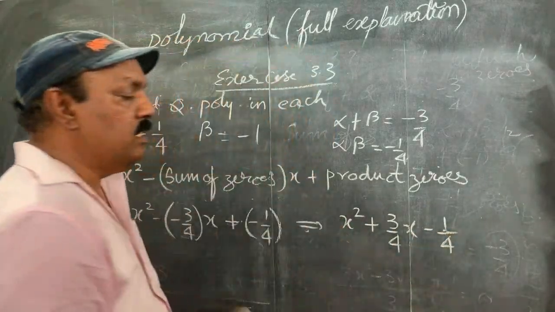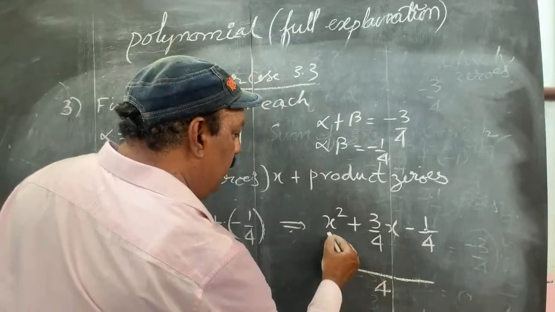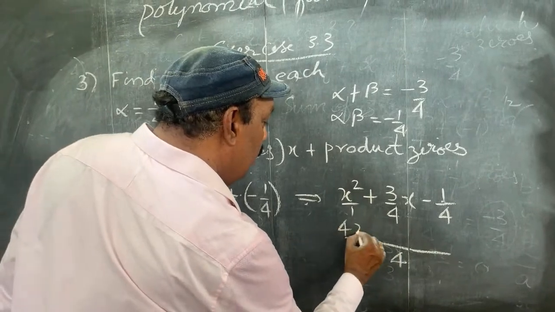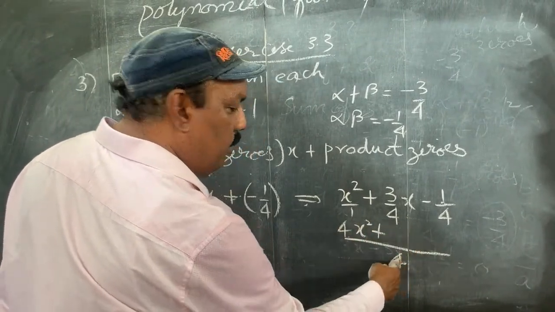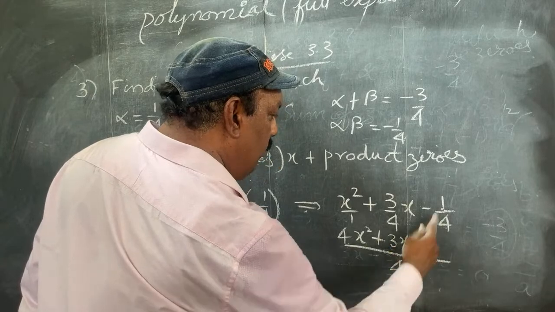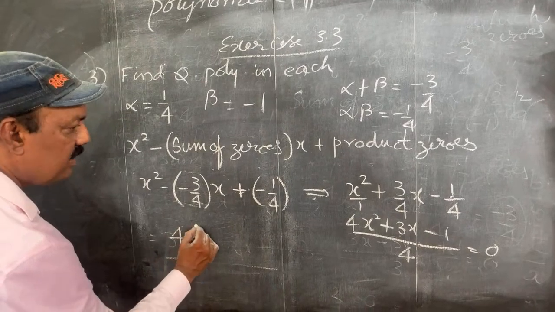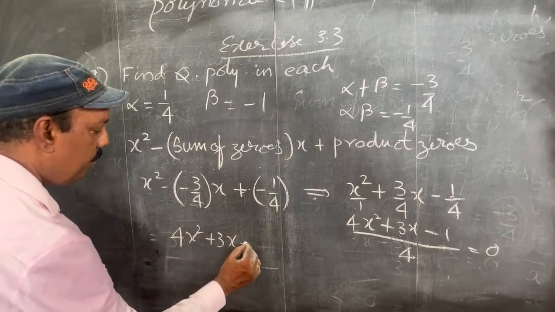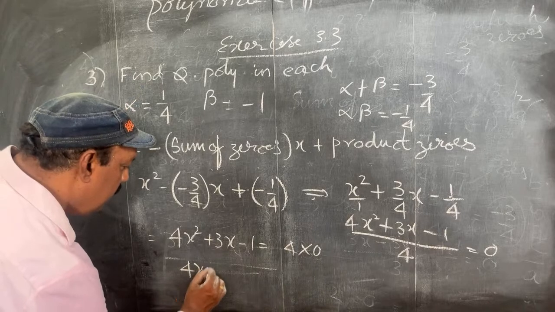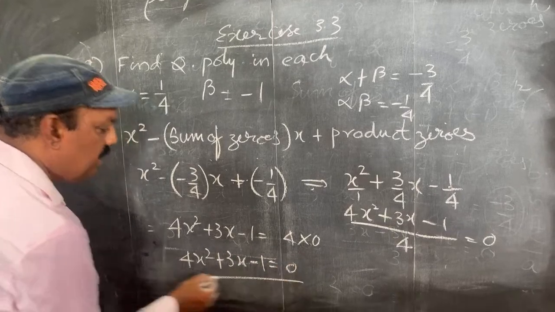Because the fraction form is not a polynomial, we have to go for LCM. Here 1 we have to take. 4 by 1 is 4, 4 into x square, 4x square. Plus 4 by 4 is 1, 1 into 3x, 3x. Here 4 by 4 is 1, 1 into 1 is minus 1. Equals 4 into 0. Now the final equation is 4x square plus 3x minus 1 is equal to 0. This is the answer for this one.